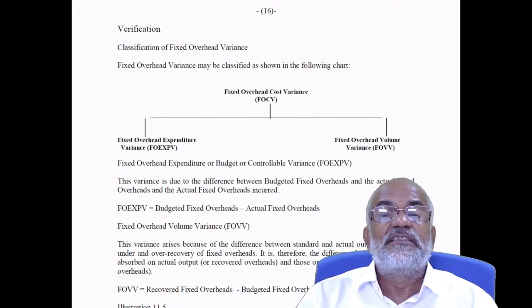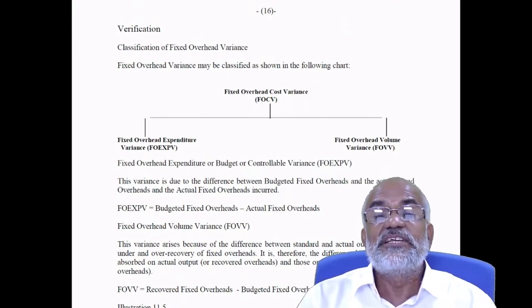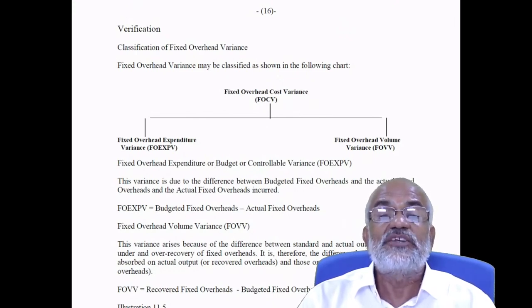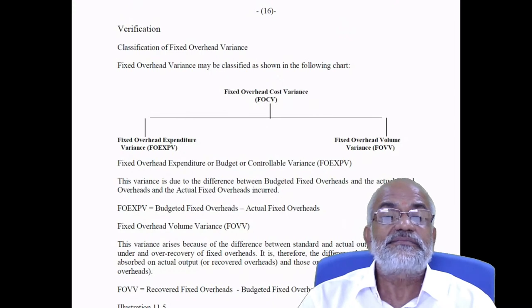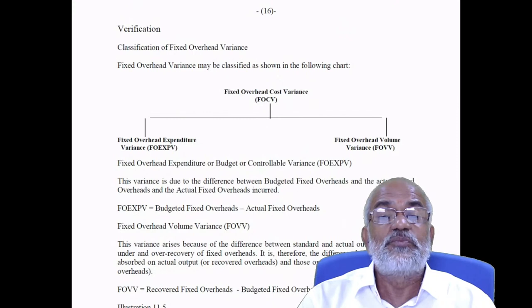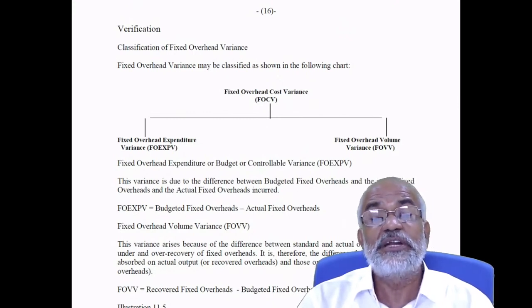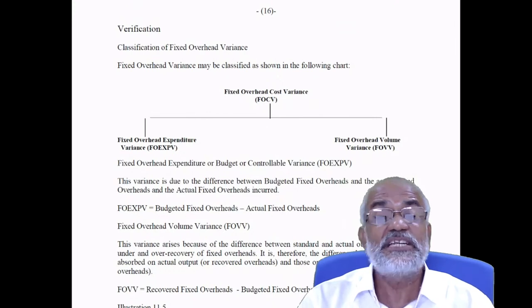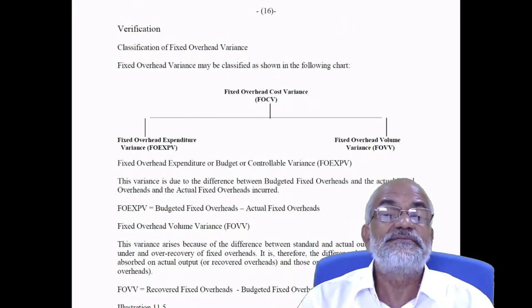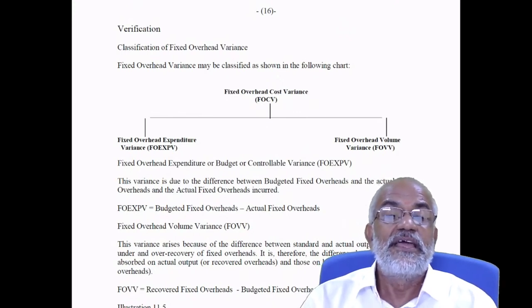This variance is due to the difference between the budgeted fixed overheads and the actual fixed overheads incurred. So fixed overhead expenditure variance is equal to budgeted fixed overheads minus actual fixed overheads. That means when actual fixed overheads are deducted from the budgeted fixed overheads, it is the fixed overhead expenditure variance, right?